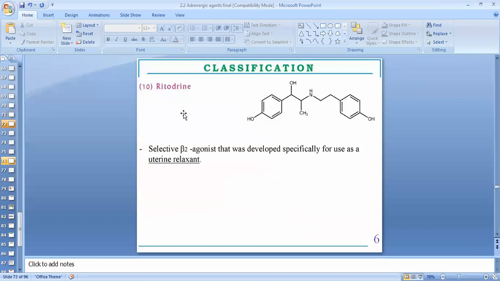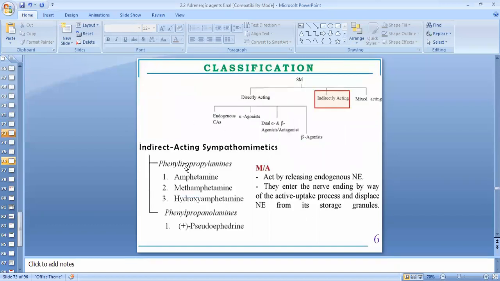And the next drug is ritodrine, which is a selective beta 2 agonist developed specifically for use as a uterine relaxant. As beta 2 receptors are present on the uterine muscles, they are basically used for the treatment of uterine relaxation. So this is all about the directly acting sympathomimetic drugs. Now we are proceeding further to the indirectly acting sympathomimetic drugs.